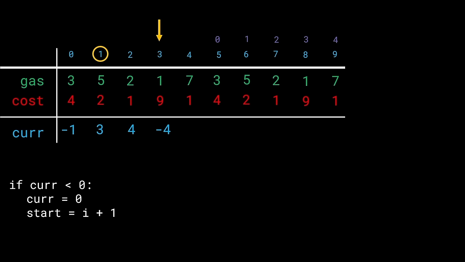So what we need to do is reset the start to I plus 1. Right, we're going to reset everything. We're going to say, you know what, screw index 1, screw index 0, both of them did not work out. Let's just restart all of our computations from index 4. So we'll restart the current to 0 and set the start to I plus 1. So we start off from 4.